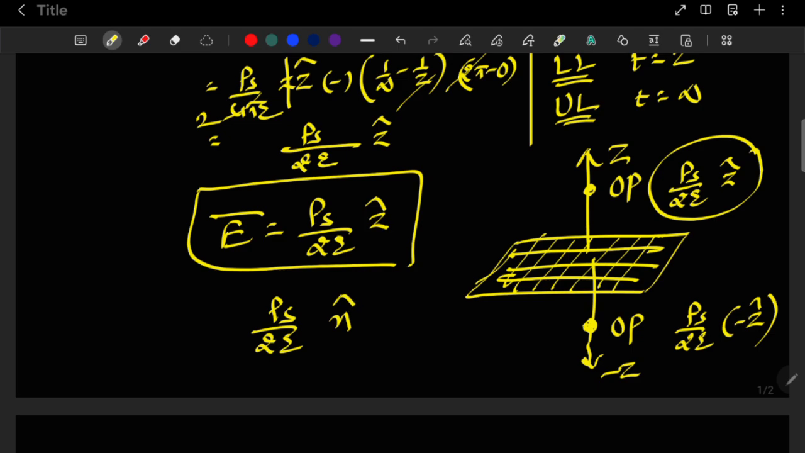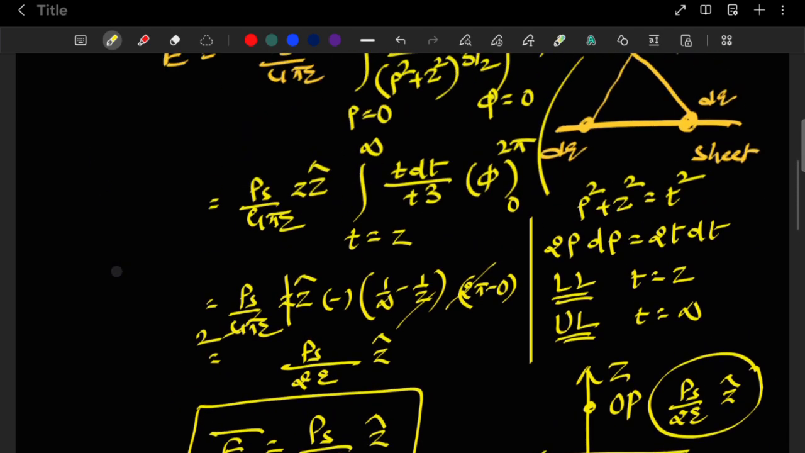So what is the general expression? Rho s by 2 epsilon into n cap. That means the sheet is the xy plane, but the resultant electric field has the direction of z cap or minus z cap. That means it is normal to the sheet. The electric field is normal to the sheet. That's why I can take n cap here. If the sheet is the zx plane, then the direction will be y cap or minus y cap. If the sheet is the yz plane, then the direction will be x cap or minus x cap. That's why here we have to take n cap.